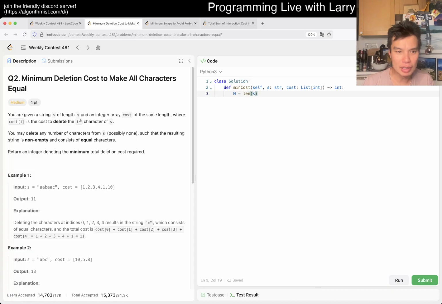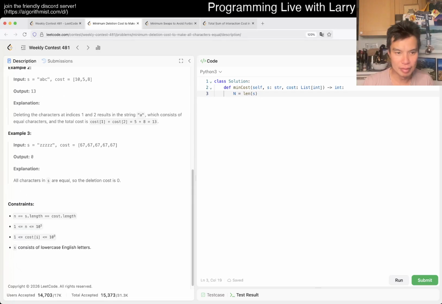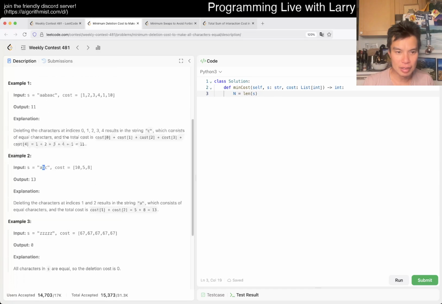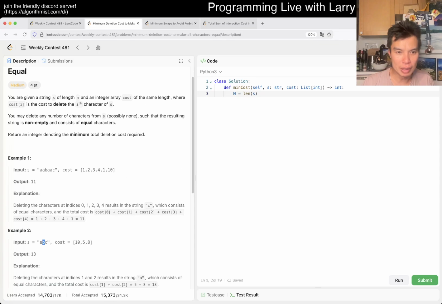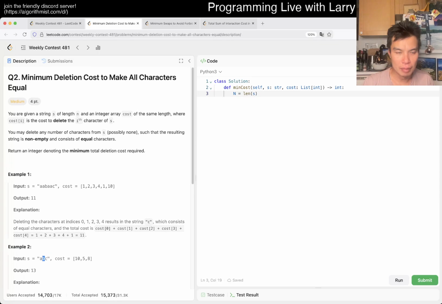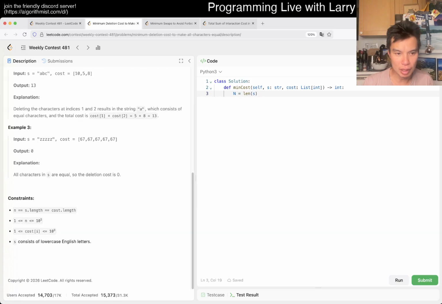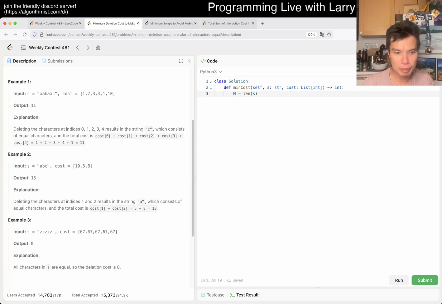Non-empty and consistent equal characters. What does equal characters mean? They're the same? The person who wrote this probably did not speak English. Non-empty. I guess it always has to be non-empty. Okay.